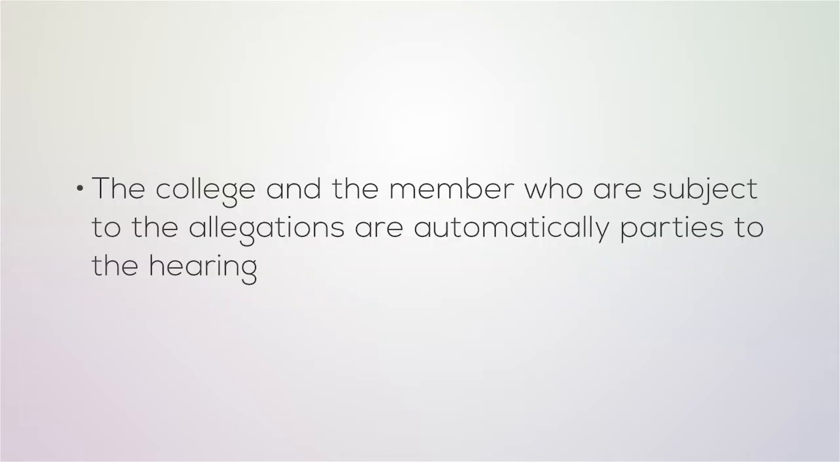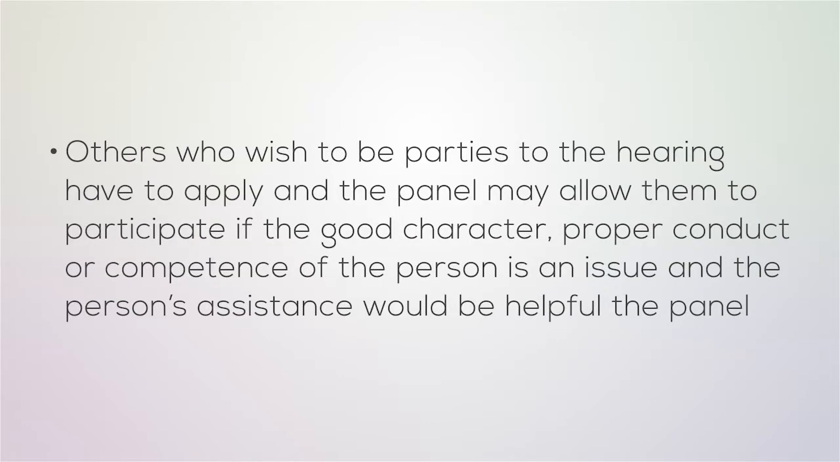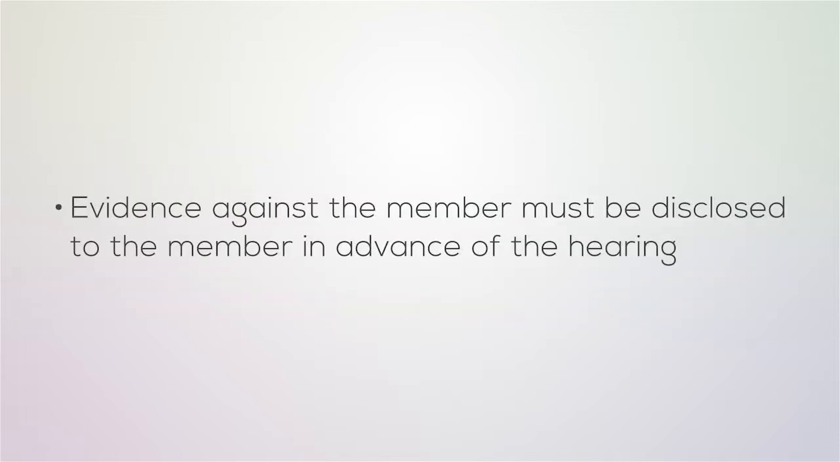The college and the member who are subject to the allegations are automatically parties to the hearing. Others who wish to be parties to the hearing have to apply, and the panel may allow them to participate if the good character, proper conduct, or competence of the person is an issue, and the person's assistance would be helpful to the panel. Evidence against the member must be disclosed to the member in advance of the hearing.